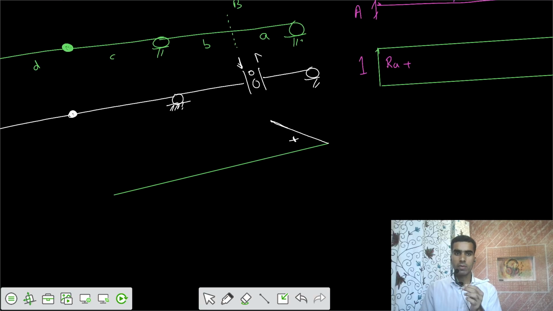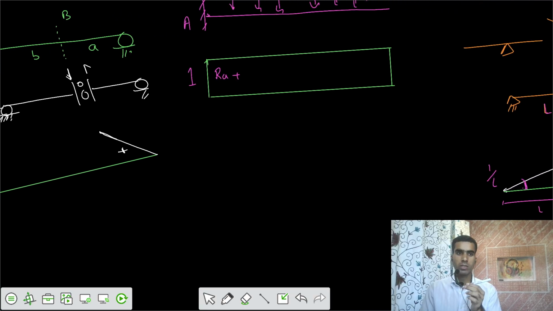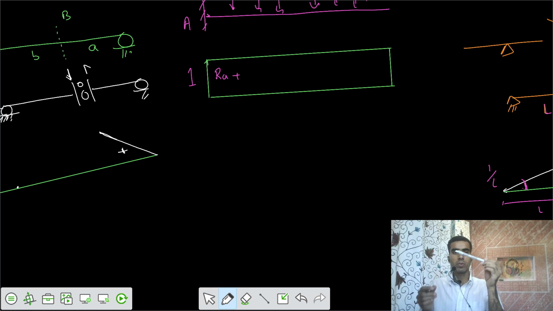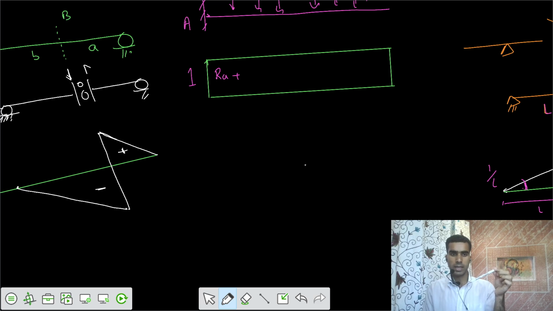After that, if you talk about this one, you keep this support intact. Now you apply a shear downwards. So this is our profile for this one. You apply shear force, and this is our profile. Now you join them, and this is negative, this is positive. This is the ILD for shear force at B.